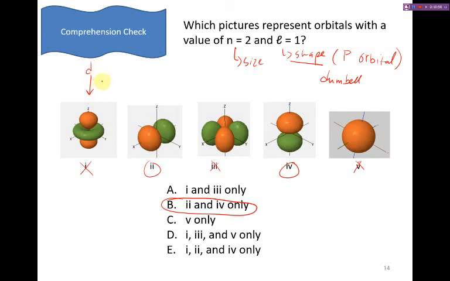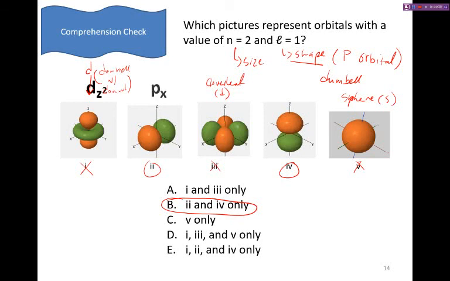Now for some practice, let's see if you can figure out what these other ones are. This here is a d-type orbital. It's the one that has the dumbbell with the donut. This is a clover leaf, so that's a d orbital, and this is a sphere, so that's an s-type orbital. Okay?